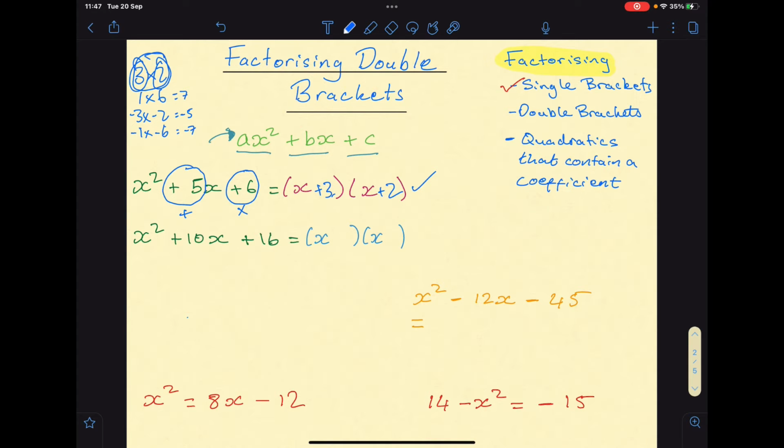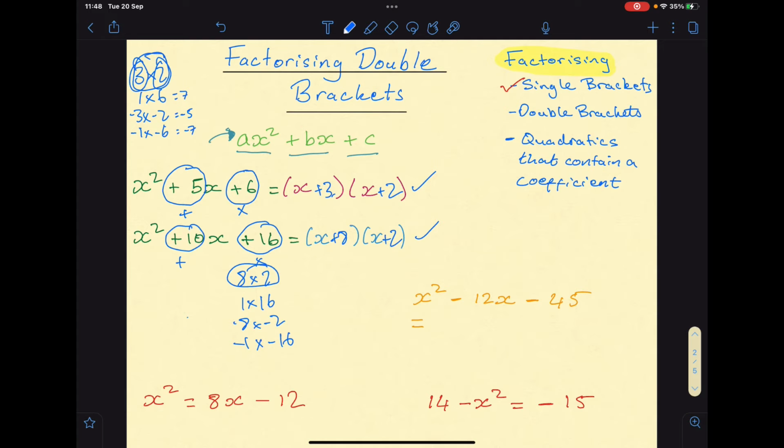Now let's do another one like that. So what multiplies to give 16 but adds up to 10? So what multiplies to give 16? 8 times 2, 1 times 16, minus 8 times minus 2, minus 1 times minus 16. Now I'm going to choose the one that adds up to positive 10. That would be this one. So my answer is going to be x plus 8, x plus 2.